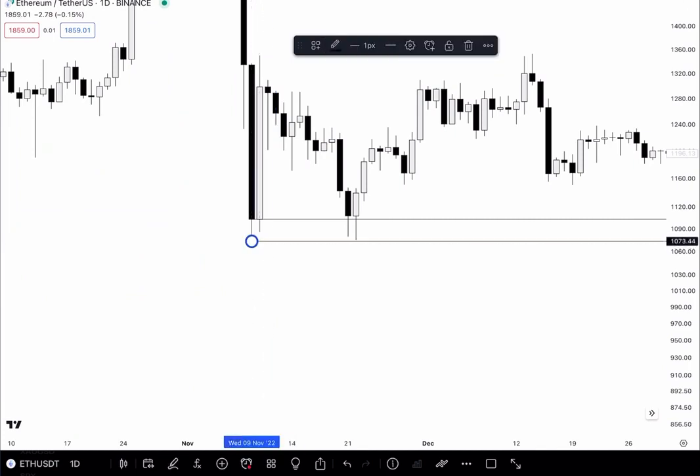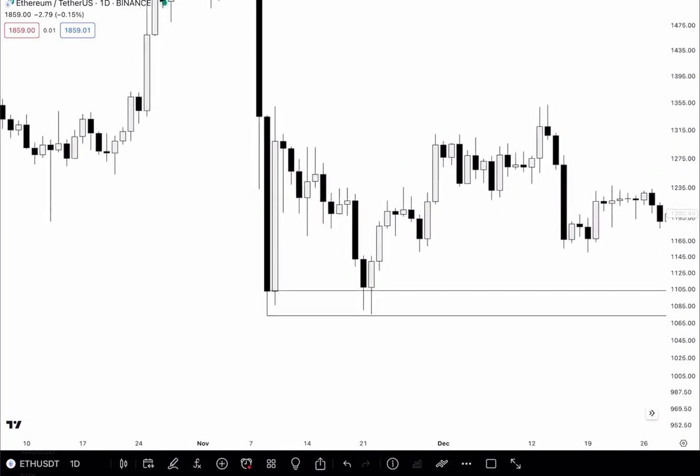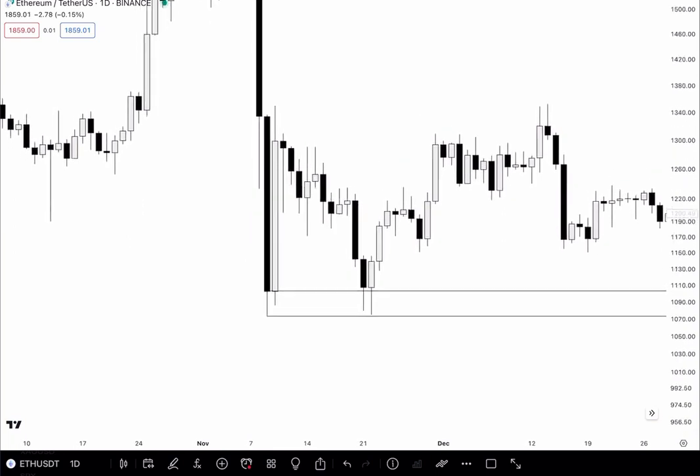A nuance, which you probably don't know, is the candle. Let it be. A nuance, which is not very known about the rejection block, is that the candle beside the rejection block is usually going to be taken. Right? The low, or the high if it's the other way around.